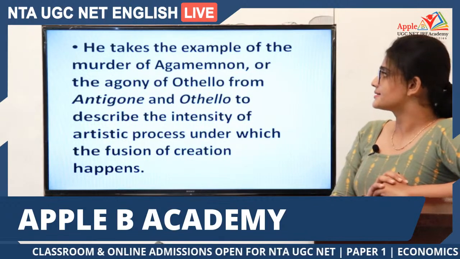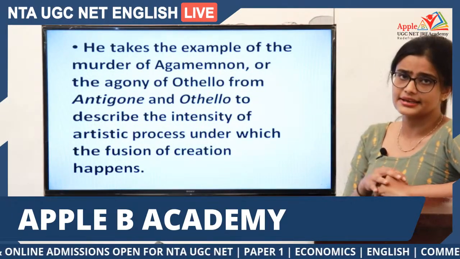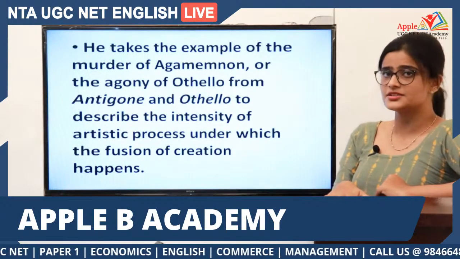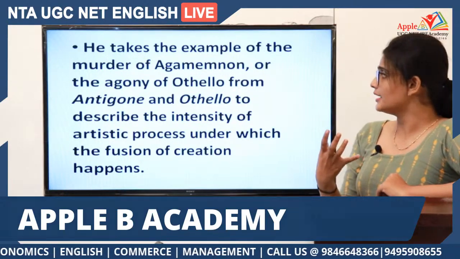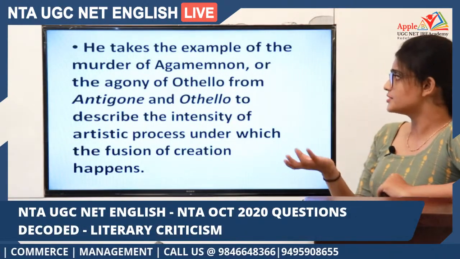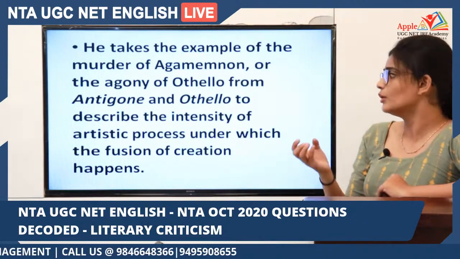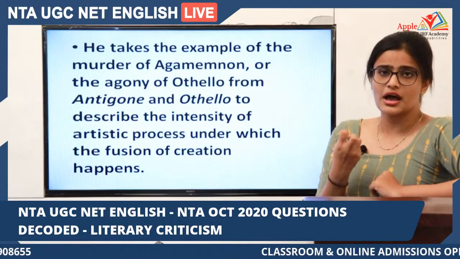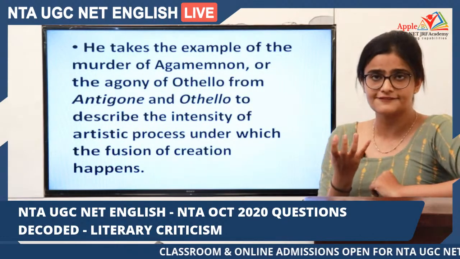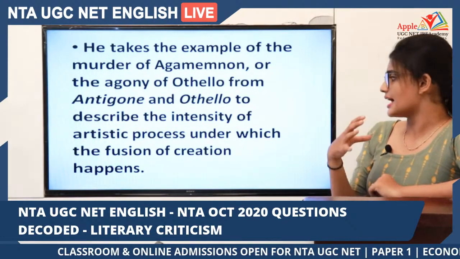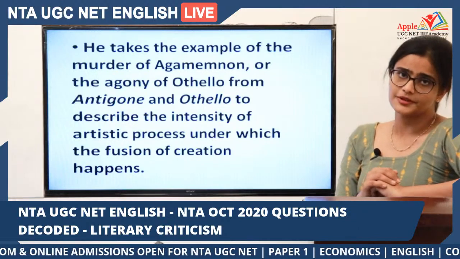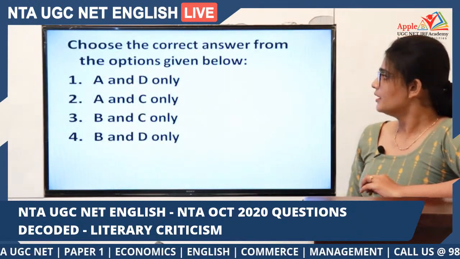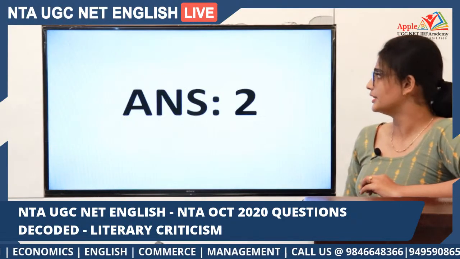So the plays are Othello and Antigone. He speaks about these plays because he wanted to show the agony of Othello and also the murder of Agamemnon from Antigone and Othello, to describe the intensity of an artistic process, how much excellence you can find in a particular artistic process under which the fusion of creation happens. So these are the two plays that are mentioned. Our answer is Antigone and Othello.